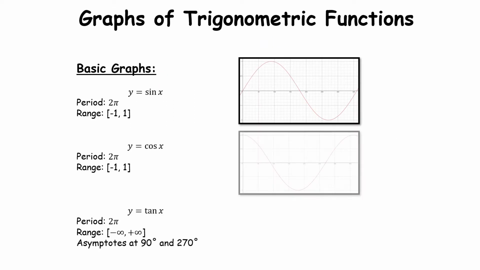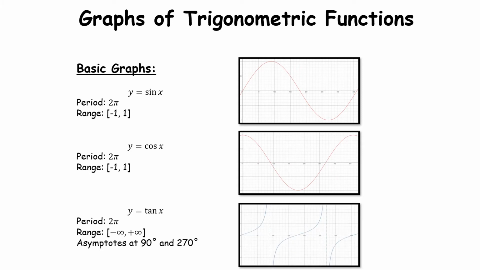So here are our graphs, and we have sine, cos, and tan. Our periods are all 2 pi. We have our range for sine and cos as -1 to 1, and for tan it is -infinity to +infinity. And we have our asymptotes here as well on tan at 90 and 270. That means that there are no values for tan at 90 and tan at 270.